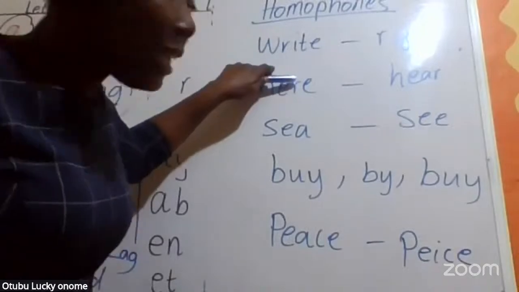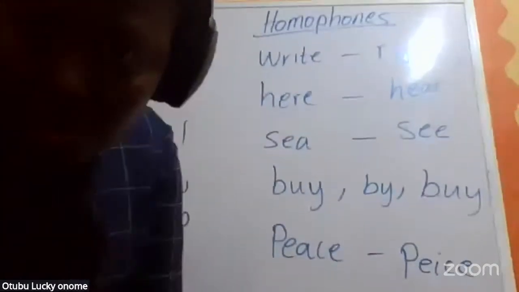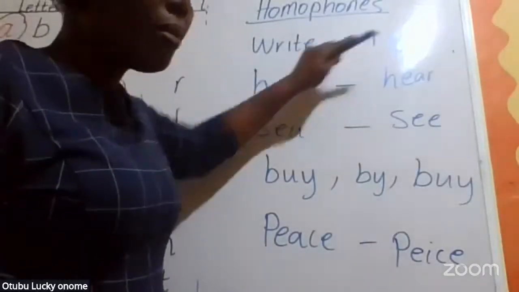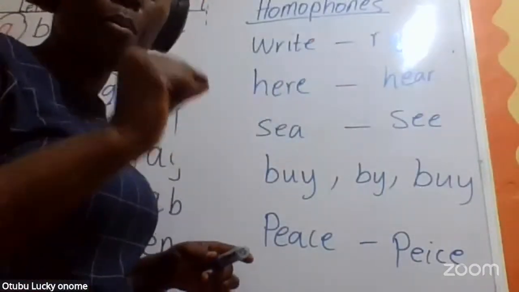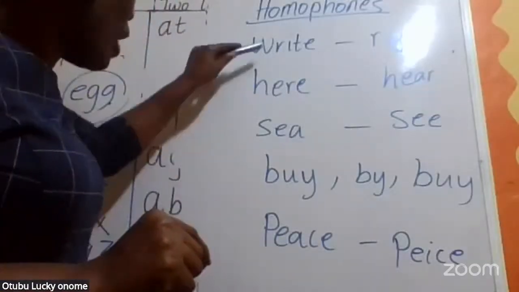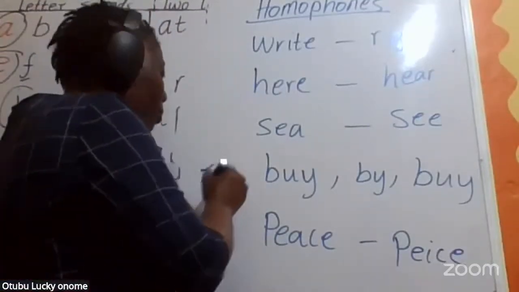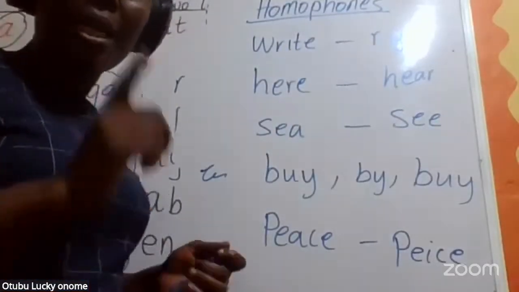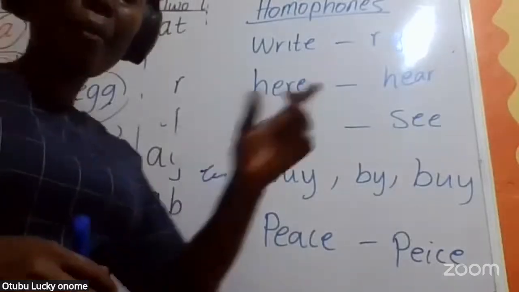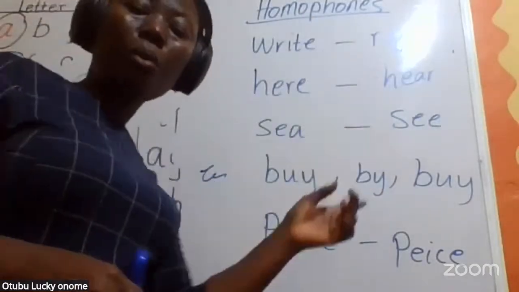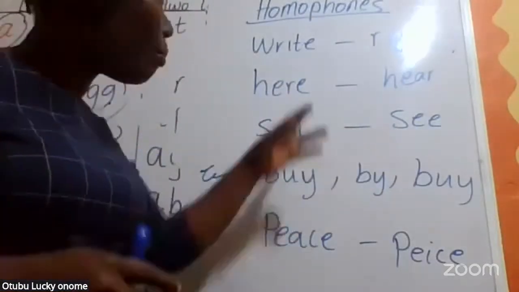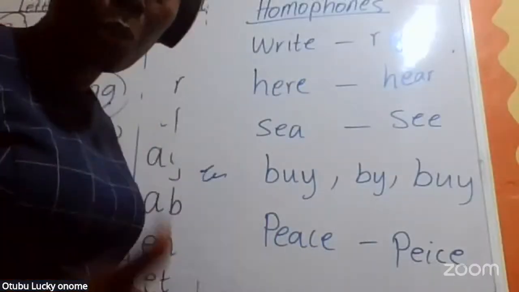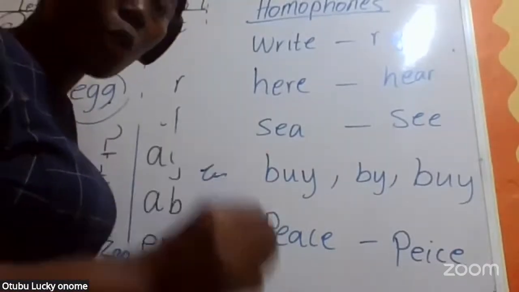Now we have right. This right is to write. Write in your book. Write nicely. Write neatly. To write something. This right is you are right. It can also be direction: when you get to that junction, turn to the right. It means direction, and also you've done something right. You've done a good job, or something that is correct.